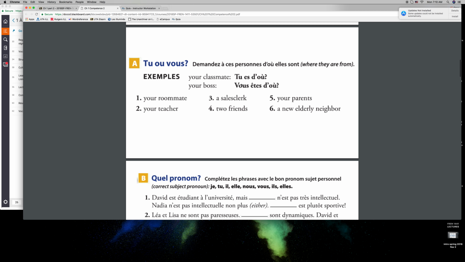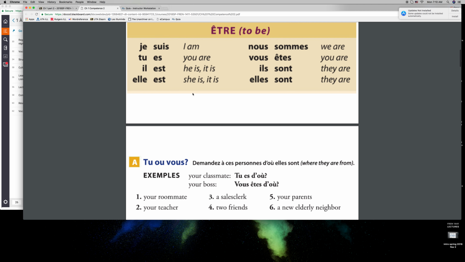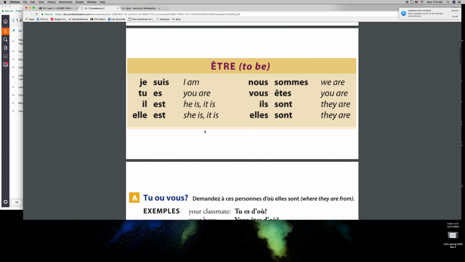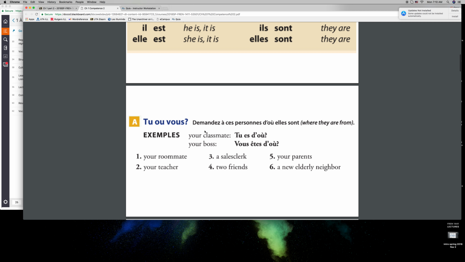Okay? So this is the question to ask where someone's from, right? This is the informal version, and this is the formal version. And it can be formal or you can be referring to more than one person, like in the case of your parents. So tu es d'où you would use with your roommate, because there's no level of respect that is different from yours. It's not Mr., it's just your friend. Your teacher, you would use vous êtes d'où because it's out of respect, but it's only one person. A sales clerk, I would say vous êtes d'où, because it's a stranger.